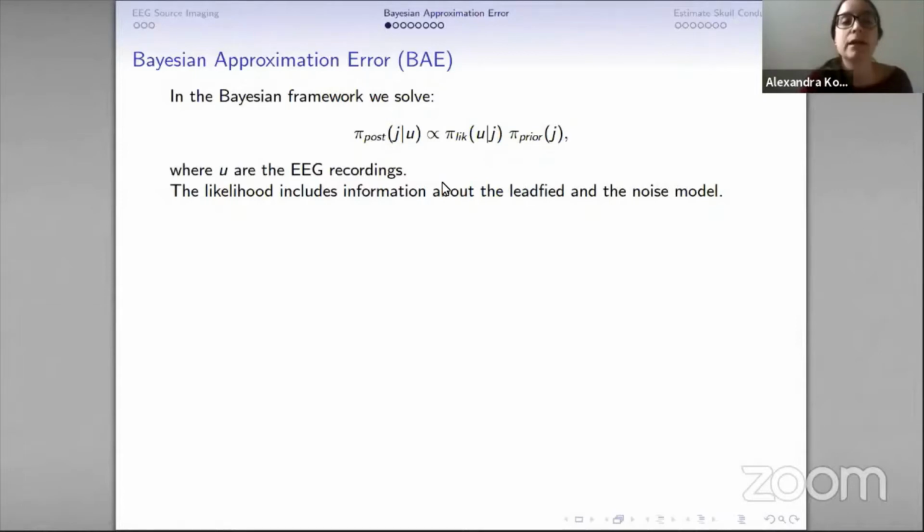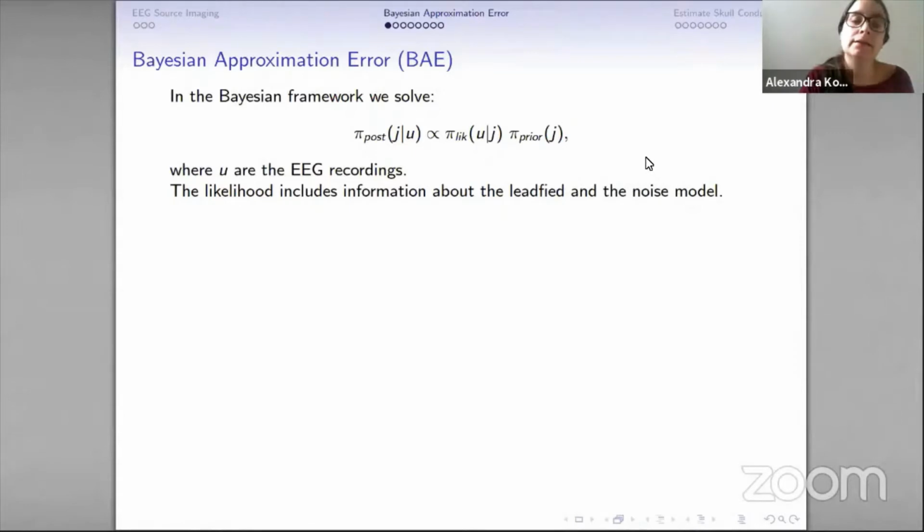But I would say that the idea is, when we solve an inverse problem using a Bayesian framework, we are interested in estimating the posterior, and this is of course proportional to the likelihood function times our prior. And in this talk, I will focus mainly on the likelihood function, exactly because the likelihood comprises information about the lead field and our assumed or selected noise model.